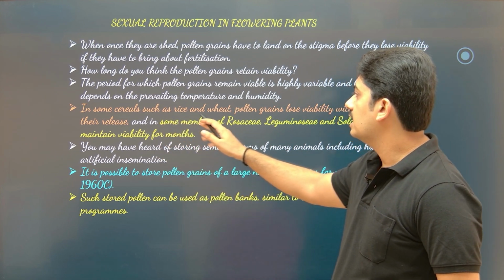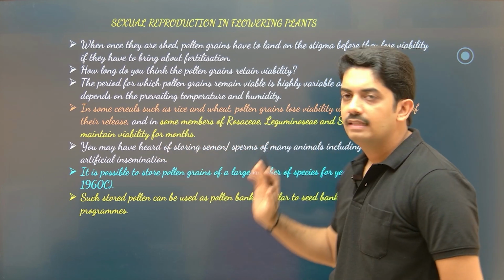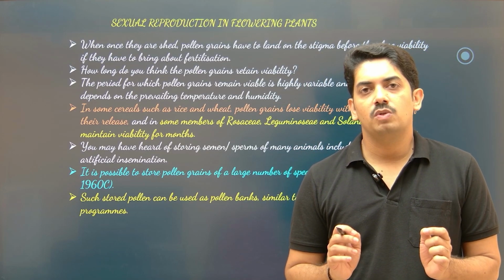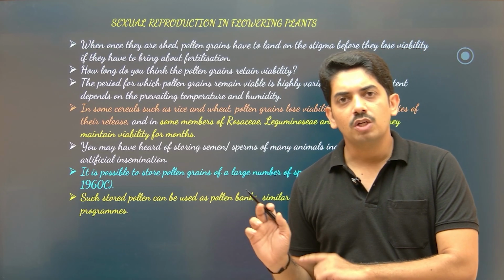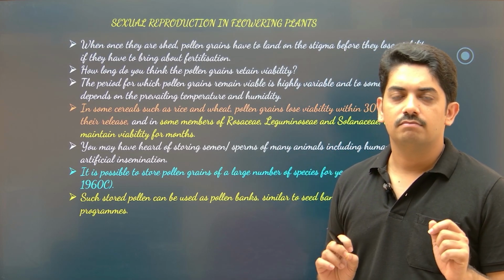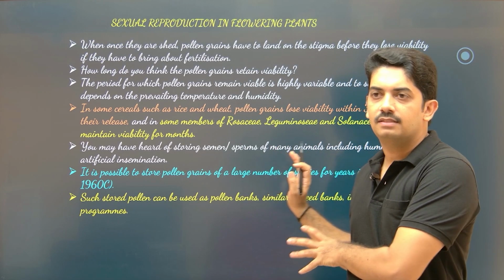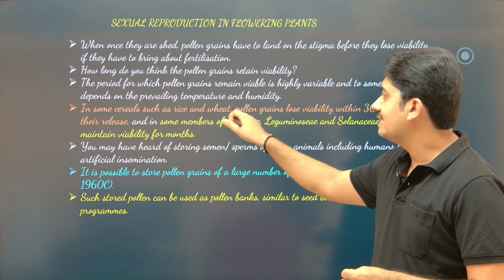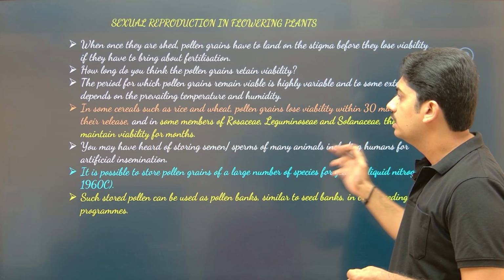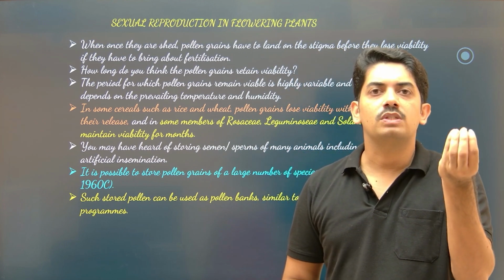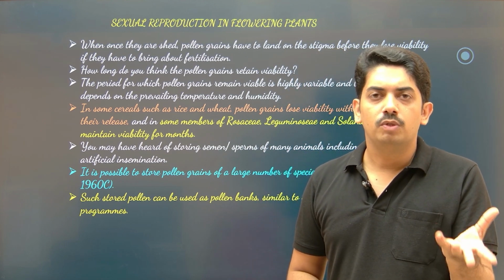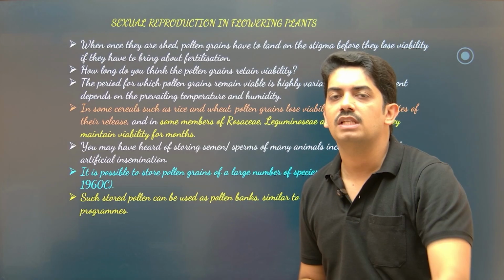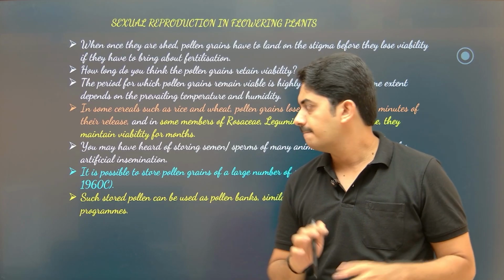But in some cereals such as rice and wheat, pollen grains lose viability within 30 minutes. Again, these are some very important concepts. MCQs may be formed on these concepts, because in competitive exams they go through these types of sentences where factual data is given. Example: in cereals like rice and wheat, pollen grains have viability up to 30 minutes. As soon as the flower shows anthesis, when the flower blooms, pollen grains have viability just for 30 minutes. Before that, it has to reach the stigmatic surface and pollination should take place.